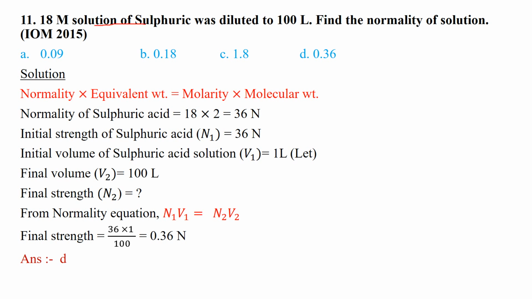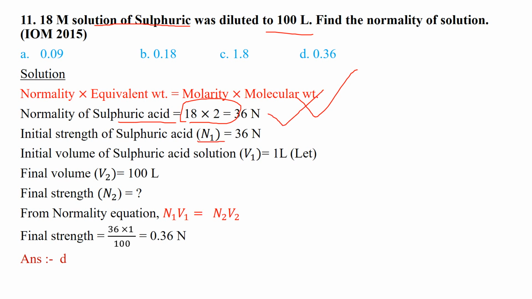An 18 molar solution of sulfuric acid was diluted to 100 liters. Find the normality of the solution. So we have to calculate the normality of the solution, right? Normality of sulfuric acid will be 18 into 2 by using this formula, because molecular weight is 98 and equivalent weight is 49, that is 98 by 2. Then molecular weight by equivalent weight is equal to 2. So normality will be 2 times greater than molarity. So 18 into 2, 36.